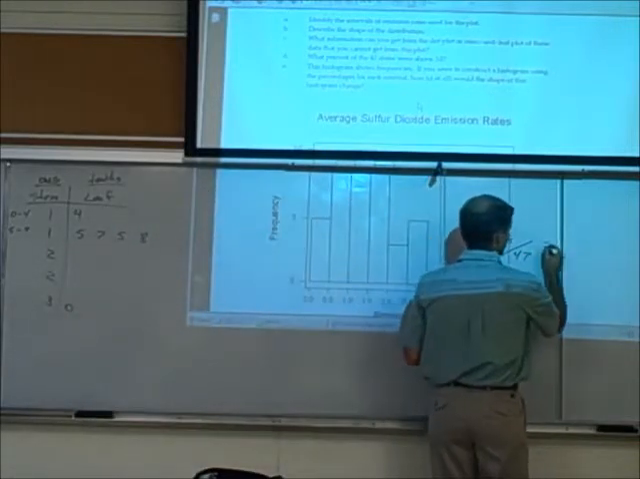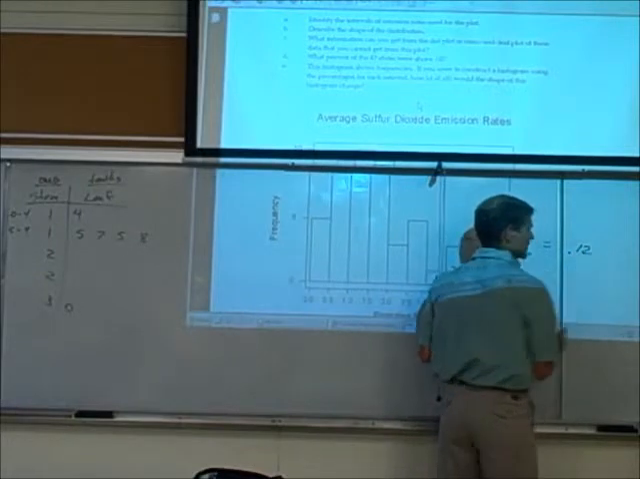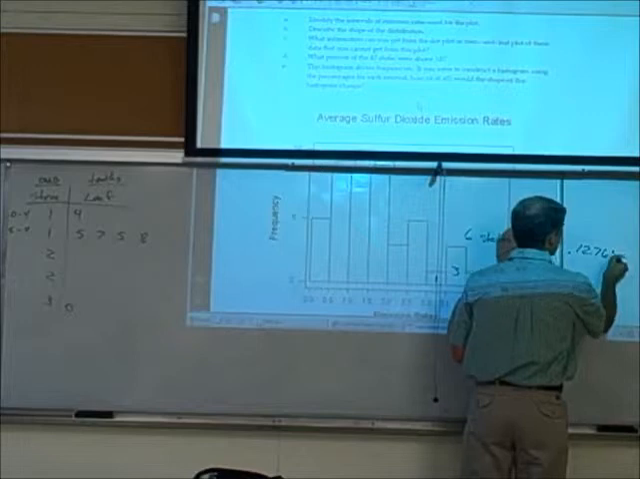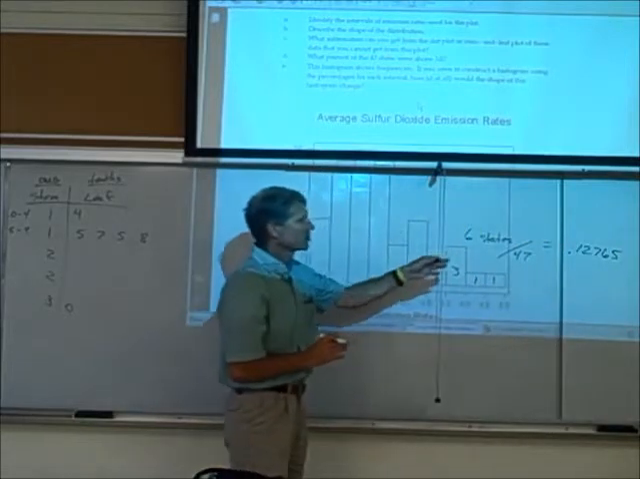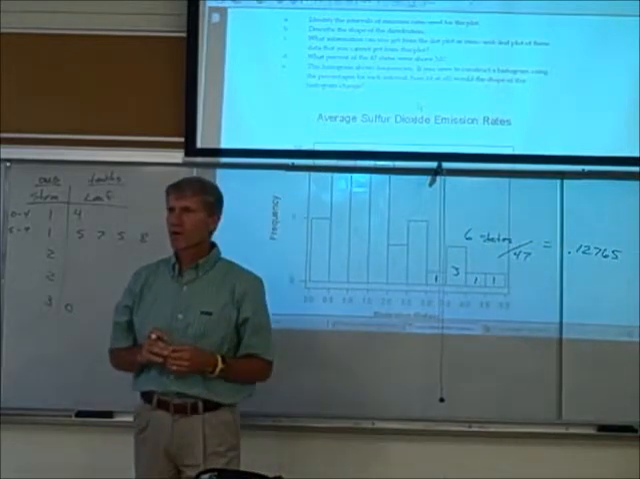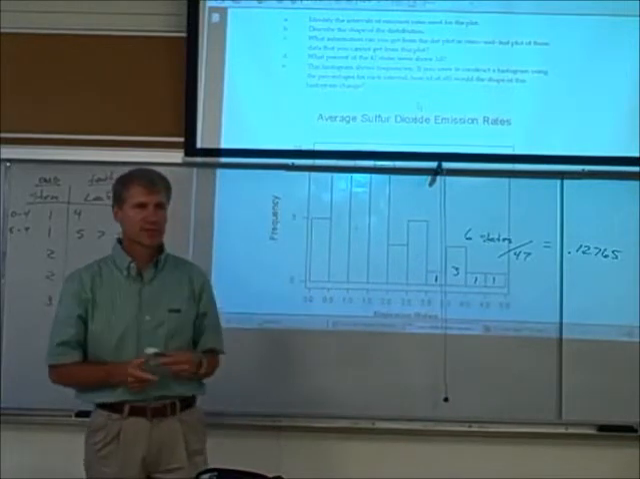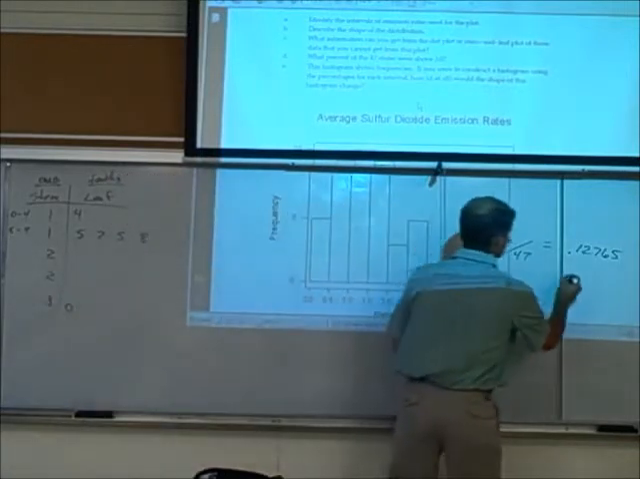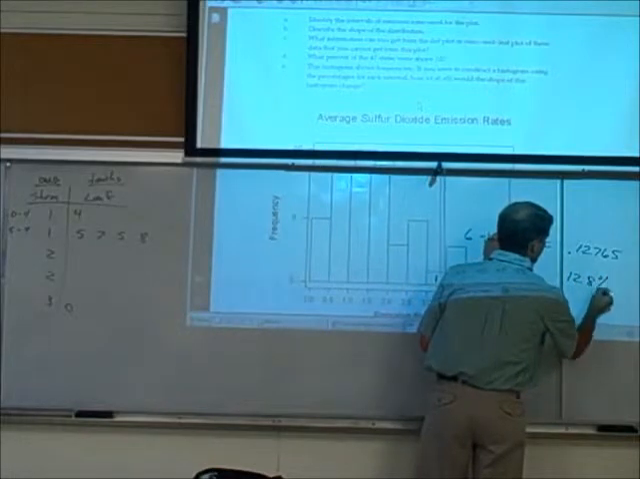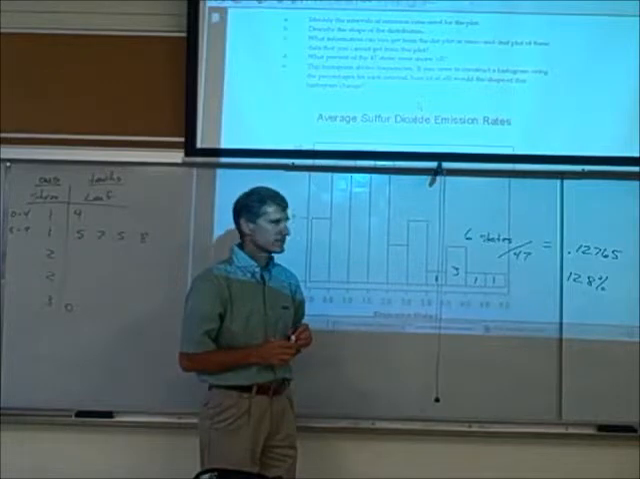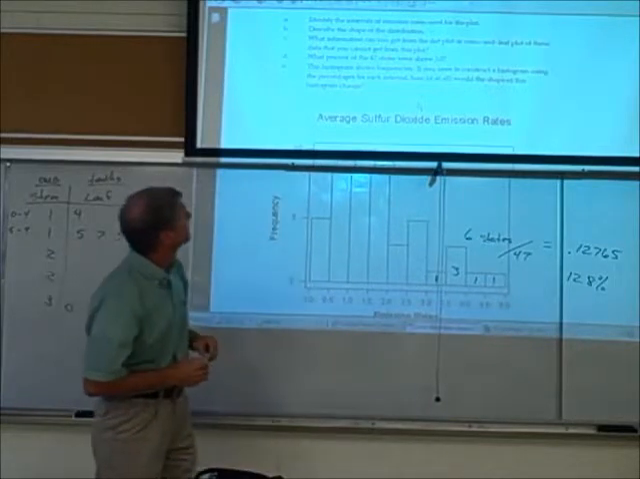And as a decimal, does anybody have that? It's 0.12 something, but I don't remember the... 0.128. And again, when you're doing percents, 1 decimal place on a percent is plenty, or 3 decimal places on a proportion. So I would call this 12.8%. Okay?